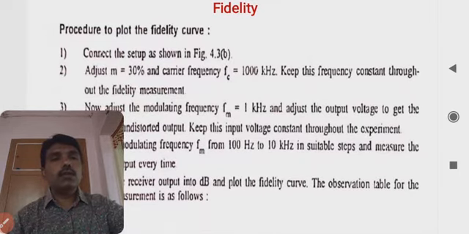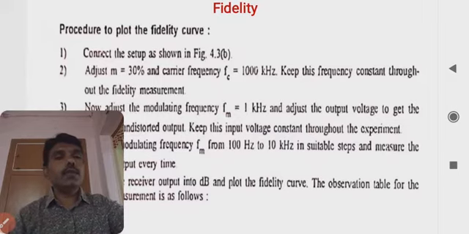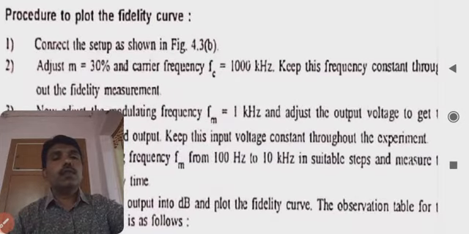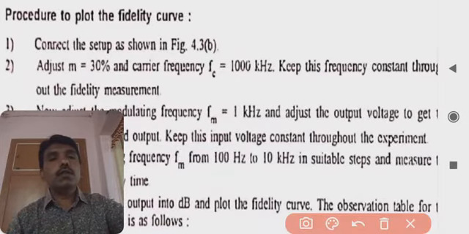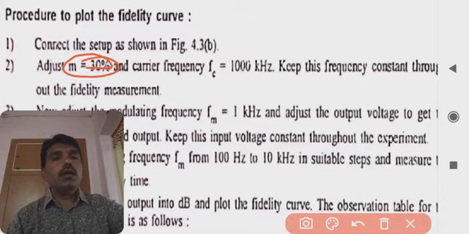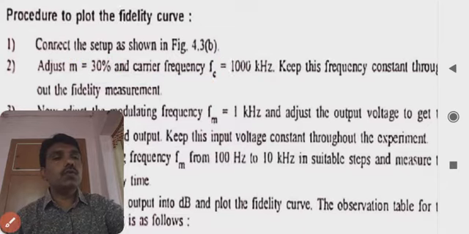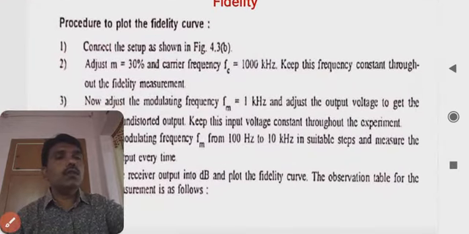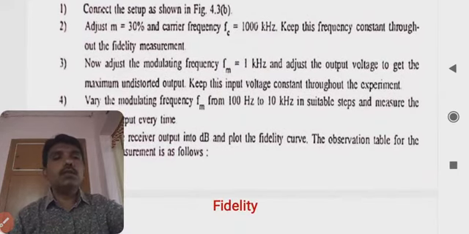To plot the fidelity curve, what are the conditions and what is the procedure? The experimental setup is the same as we have seen for the previous two characteristics. The modulation should be 30%, and the carrier frequency should be 1000 kilohertz. Keeping these constant, we have to keep the input voltage constant throughout the fidelity measurement.